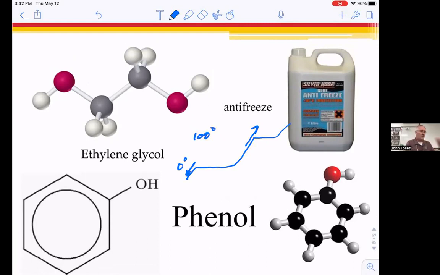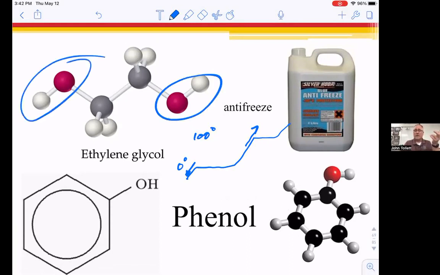Because it has 2 hydroxyl groups, it actually increases the hydrogen bonding in the water and keeps it in the liquid state for a larger temperature span. So maybe -14 all the way to maybe 105, 106 degrees or so, if you add this per gallon. And I think it's a 50-50 ratio that it's added as antifreeze in your car, but I don't remember. It's been a little while since I've done that.